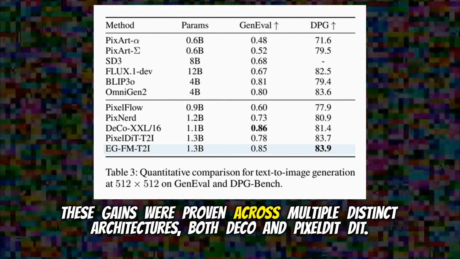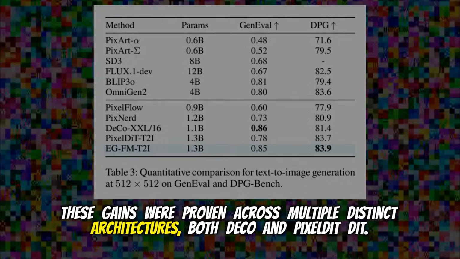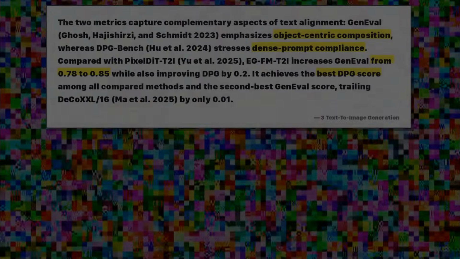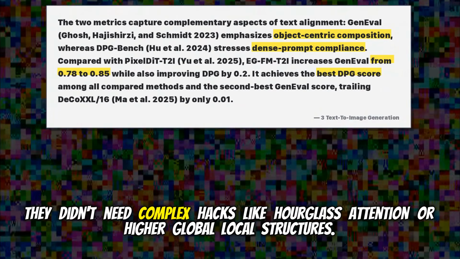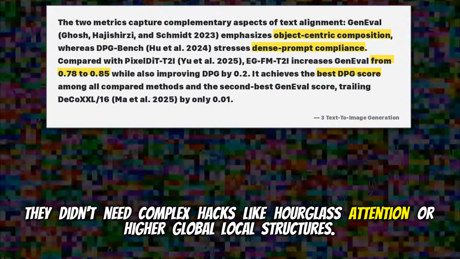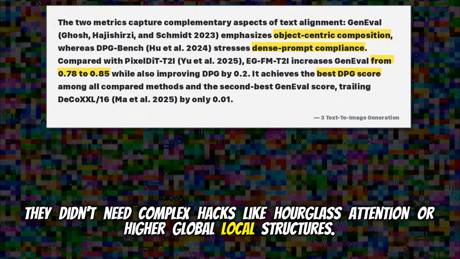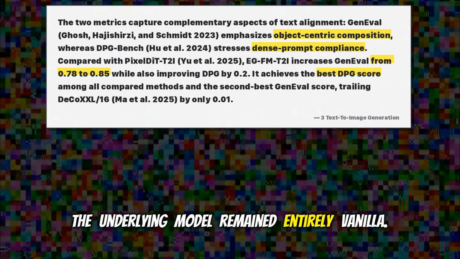These gains were proven across multiple distinct architectures, both Deco and pixel deep. So no weird architectural tricks. None. They didn't need to add new auxiliary losses to the training pipeline. They didn't need complex hacks like hourglass attention or hierarchical global-local structures. The underlying model remained entirely vanilla.